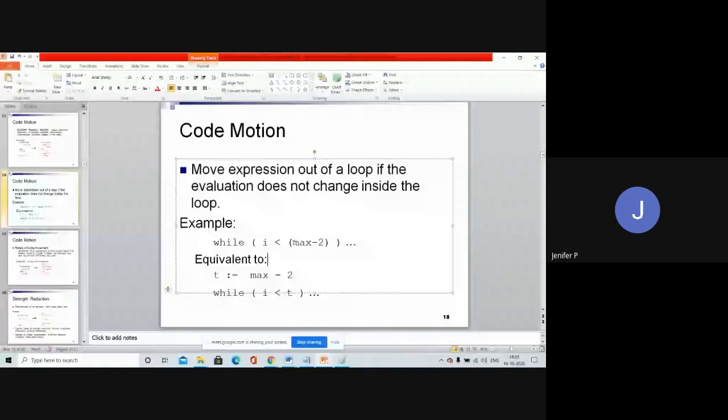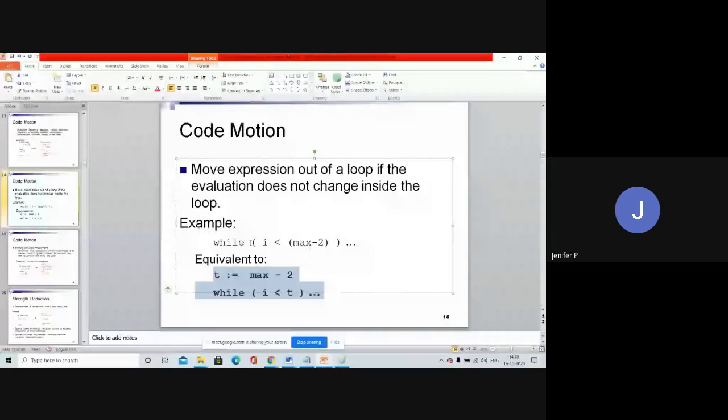Every time the while loop executes, calculating this is a waste. In that case, what we can do is move the code out of the loop. See what they have done: out of the loop they are deducing. So T, a temporary variable, is equal to max minus 2, then while I is less than T. So this is code motion. This is one technique of loop optimization.